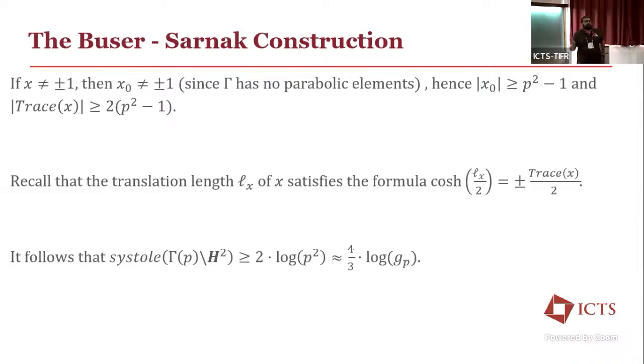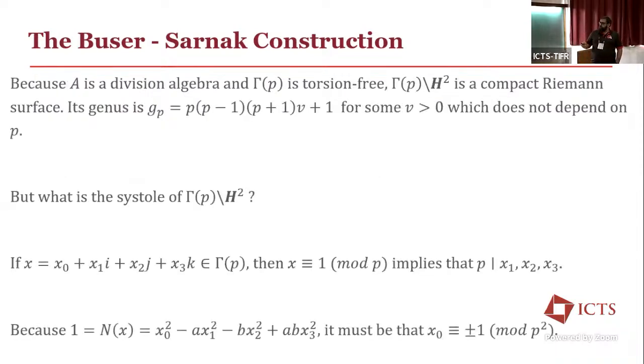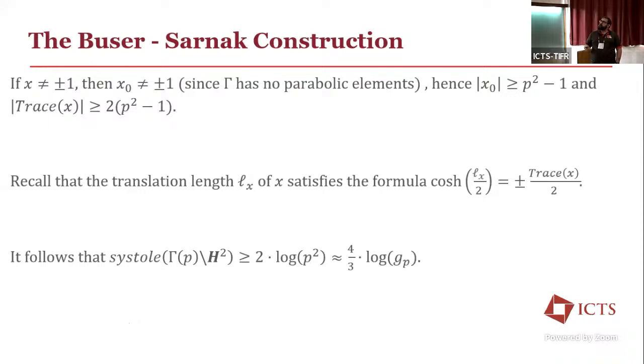And so this, I don't know, it seems silly. This is somehow the whole crux of the argument: x naught is congruent to plus or minus 1 mod p squared, but it's not equal to plus or minus 1. Therefore, its absolute value is at least p squared minus 1. The trace is twice x naught, so the absolute value of the trace is at least 2(p squared minus 1).